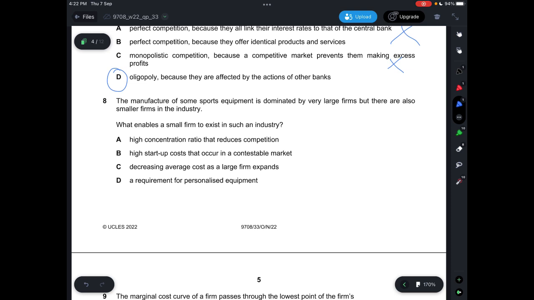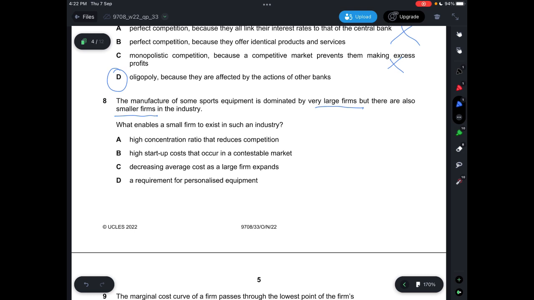Question 8, the manufacture of some sports equipment is dominated by very large firms, but there are also smaller firms in the industry. What enables a small firm to exist in such an industry? Okay, the manufacture of some sports equipment is dominated by large firms and also smaller firms.